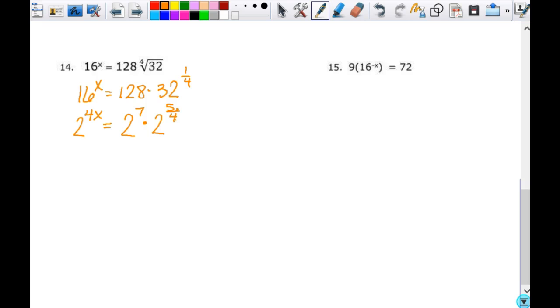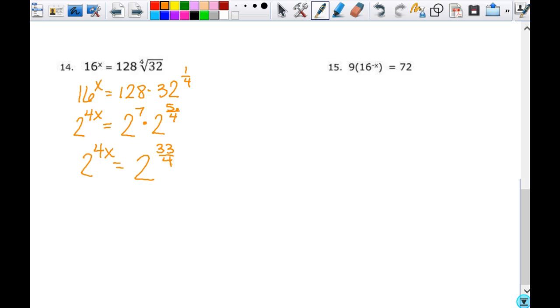Now, when I have this here, and these two bases are being multiplied, do I multiply these exponents? I add them. So this is 2 to the 4x power. That is equal to 2 to the... well, 7, I've got to get a common denominator, so that would make that 28 over 4, right? So 28 plus 5 is 33.